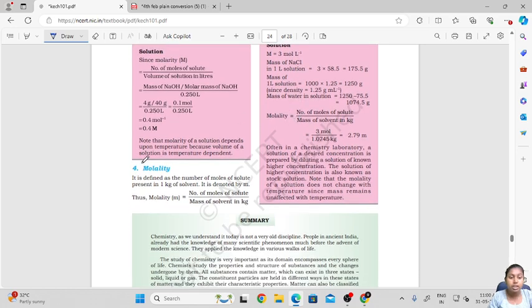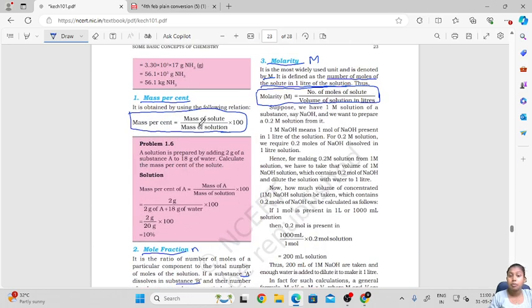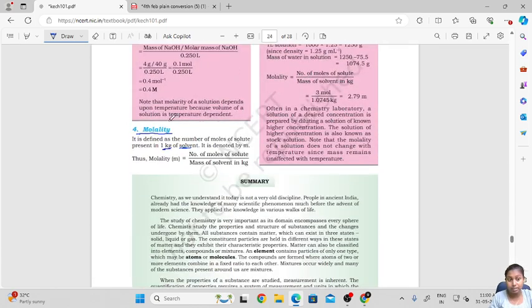Now next one is the molality. Last one in this chapter is the molality. It is defined as the number of moles of solute present in 1 kg of solvent. In molarity it was what? Number of moles of solute in 1 liter of solution. Here in molality it is the number of moles of solute present in 1 kg of solvent. It is denoted as small m. So molality is denoted by small m and molarity is denoted by capital M.